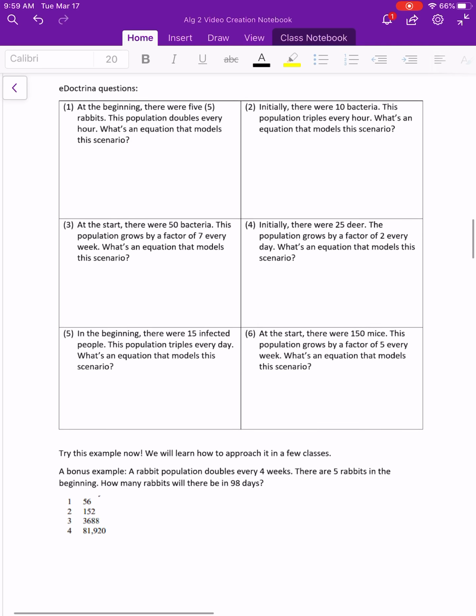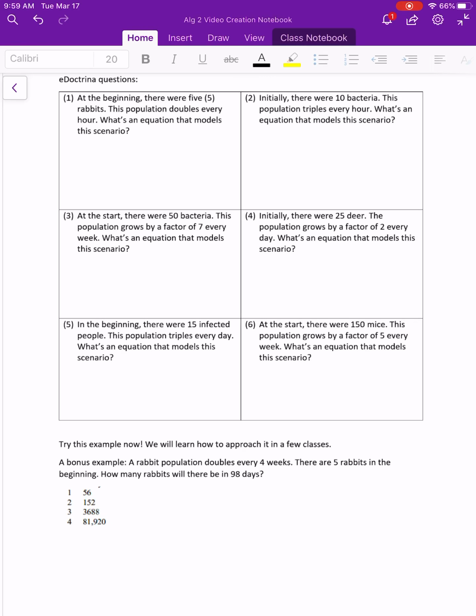And then there's this bonus example that you can start thinking about how you would answer this question, and then we'll go into more detail about this question in a few lessons from now.